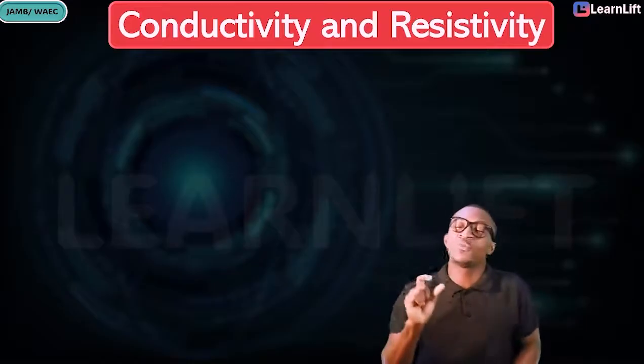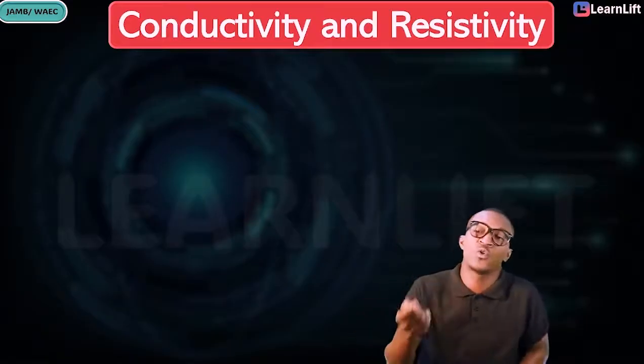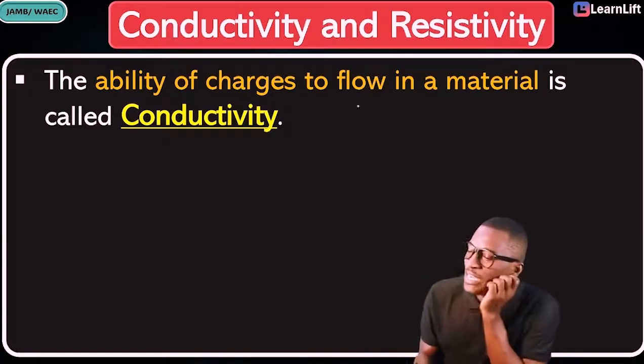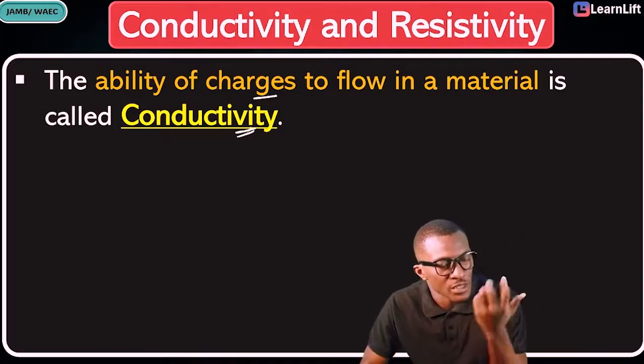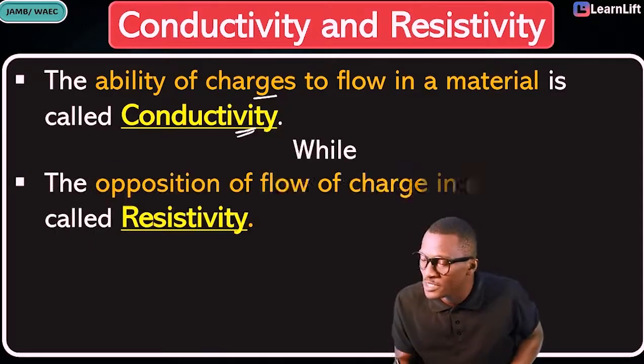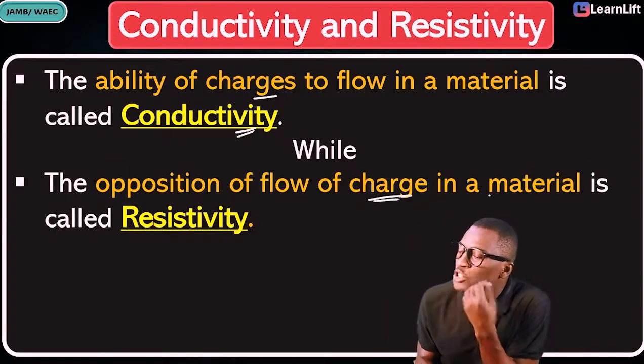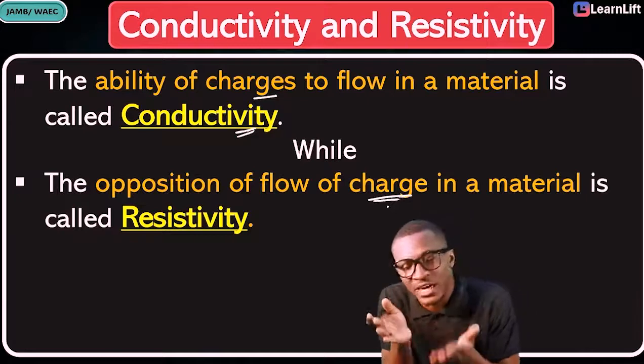If you don't allow electricity to pass through you, you are said to exhibit what we call resistivity. Look at it. The ability of charges to flow in a material is called conductivity. Are you seeing that? And resistivity is the opposition to the flow of charge. So the opposition to the flow of charge is called resistivity.